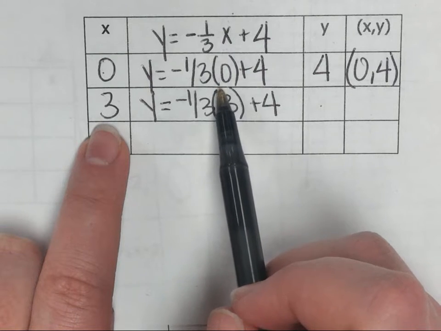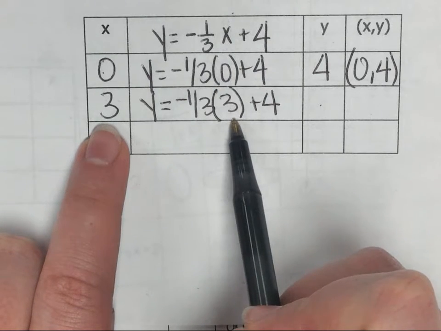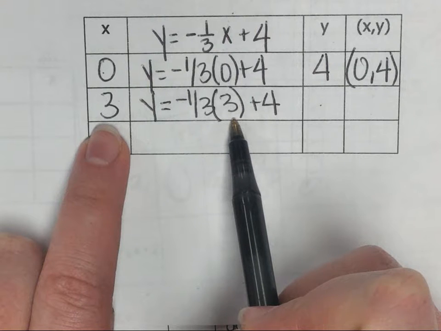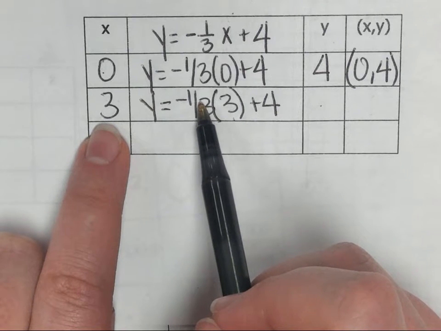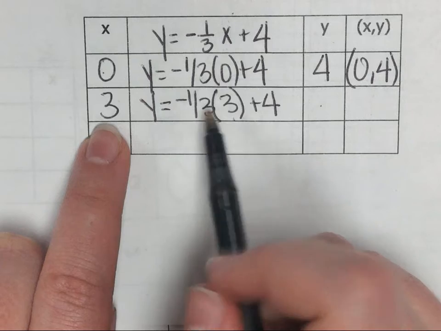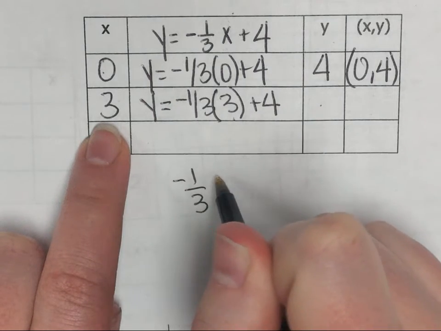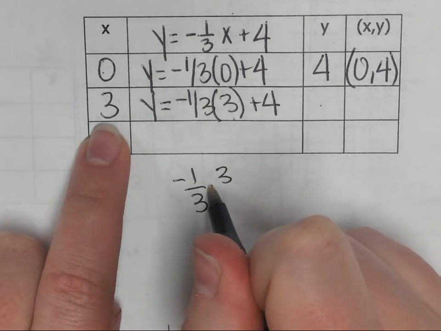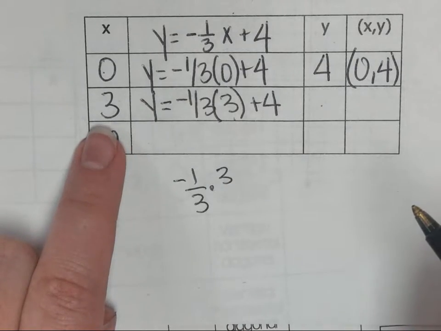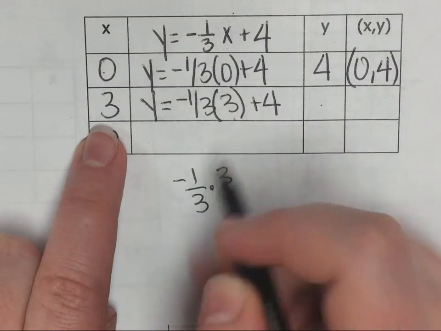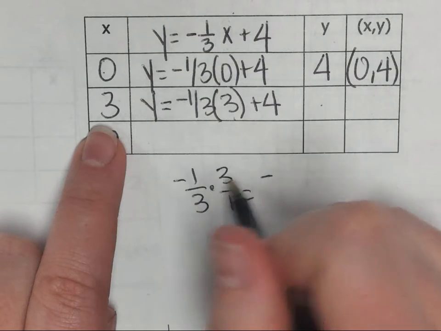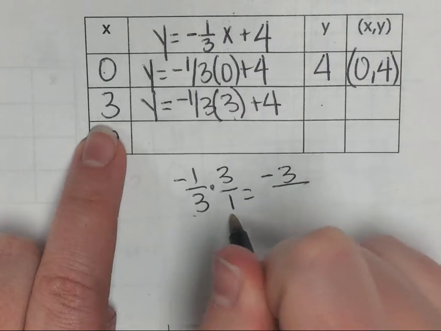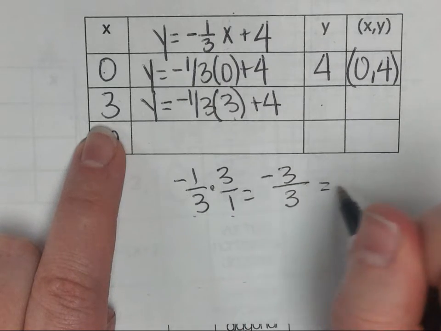You're fine. Negative 1/3 times 3 is negative 1. So when you divide negative 1/3 by 1/3, that's multiplying. When you are multiplying by a fraction, you multiply across. Negative 1 times 3 is negative 3. 3 times 1 is 3. Negative 3 divided by positive 3 is negative 1.